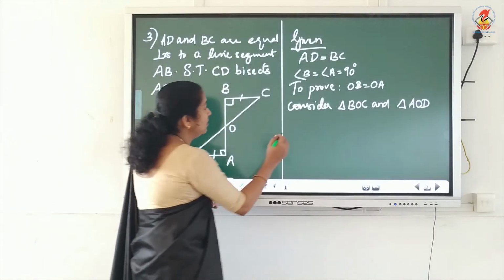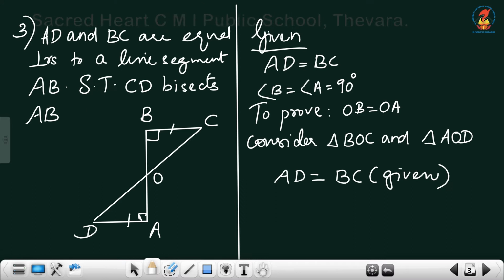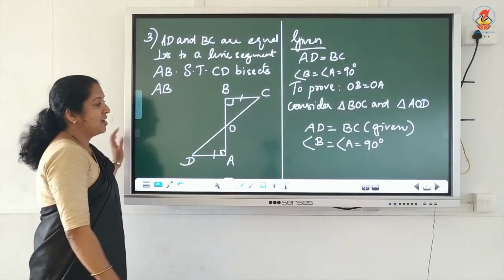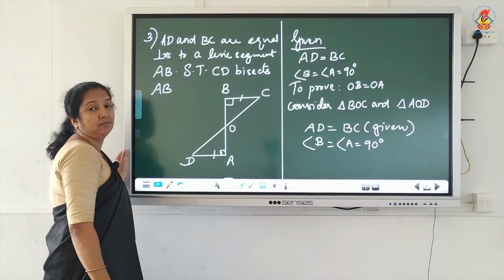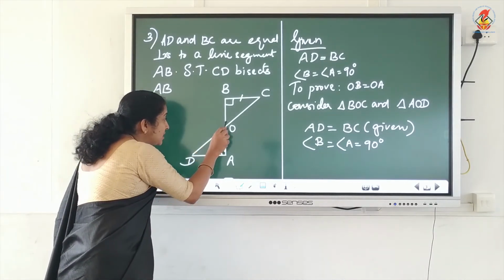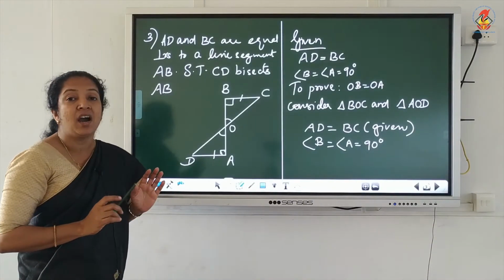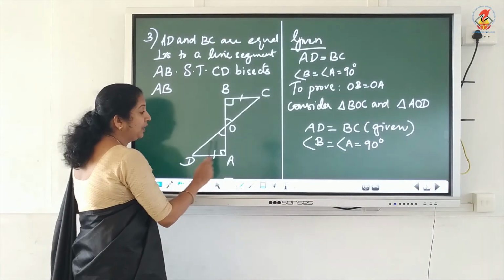So what is given? AD is equal to BC is given. And angle B is equal to angle A is equal to 90 degrees. So one side, one angle. Either we need a side or an angle. So what about these two angles? These two angles are vertically opposite angles. So they are equal. But we have to take the corresponding part, angle AOD.